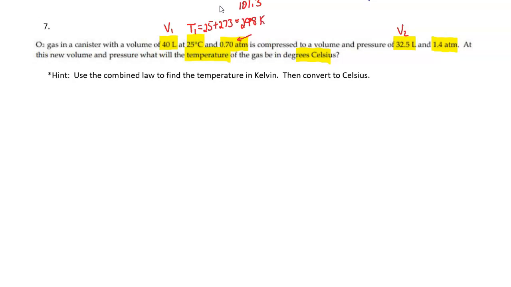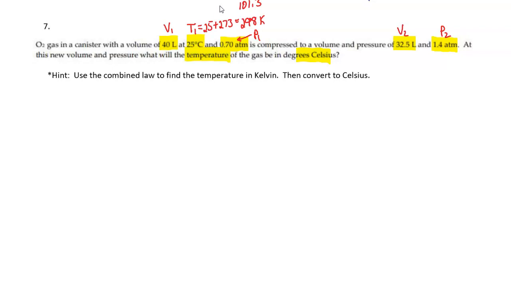The 0.70 atmospheres is pressure number 1. The 1.4 atmospheres mentioned later is the second pressure. Notice you've got to know that atmospheres measures pressure. If you don't know that, how are you supposed to get these right? You've got to have knowledge. If you don't have the knowledge in your head, then you've got to have it in your notebook.